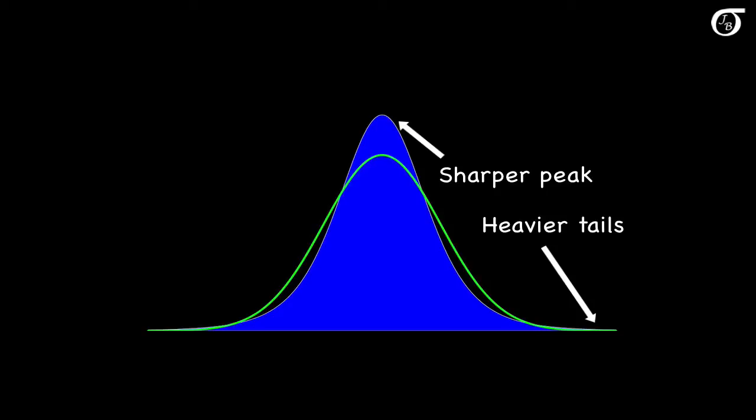Because of the sharper peak and heavier tails, we say that the distribution in blue has greater kurtosis than the normal distribution. This will result in more extreme values of the sample variance S squared. The sampling distribution of the sample variance has greater variability when we sample from the blue distribution than when we sample from a normal distribution with the same population variance. And this has implications for the ratio of sample variances.